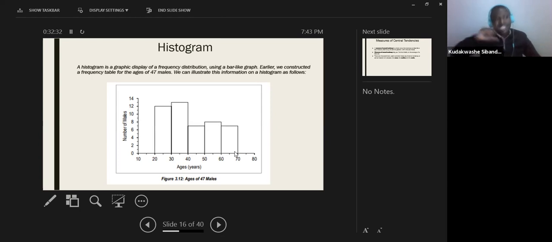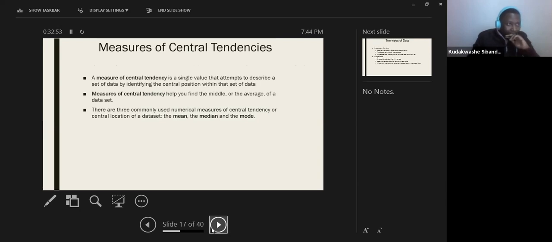It's now called a histogram, right? So a histogram is a display of the frequency distribution. As long as you want to depict a frequency from a frequency table in the form of bars, then it is called what? It is called a histogram.